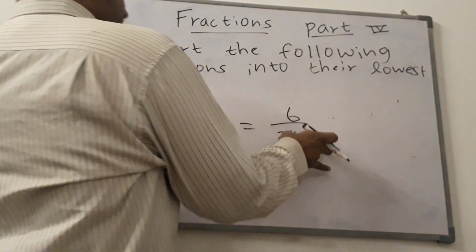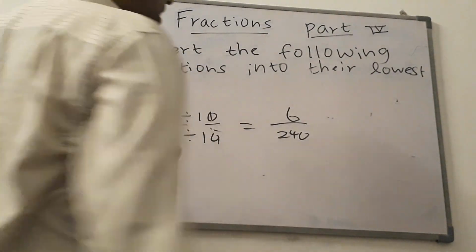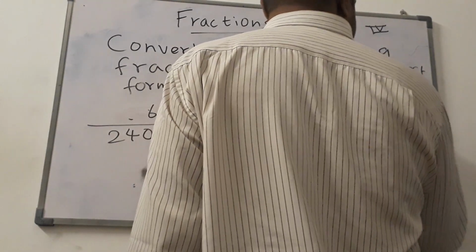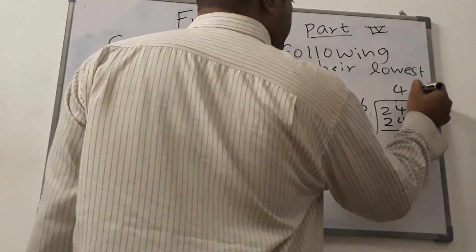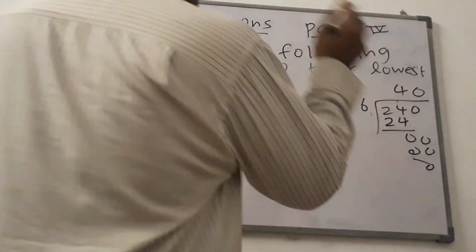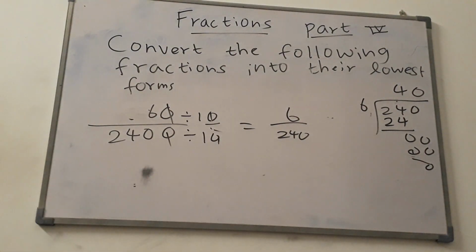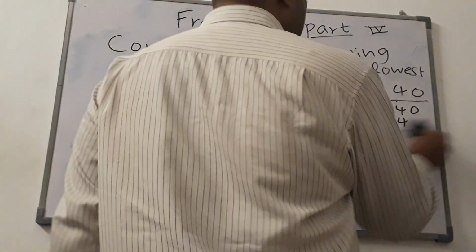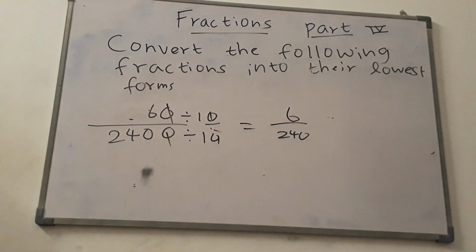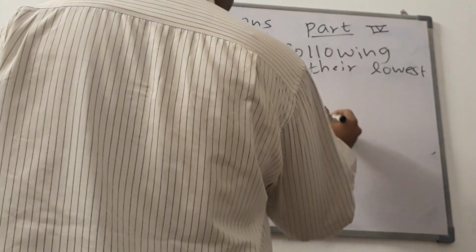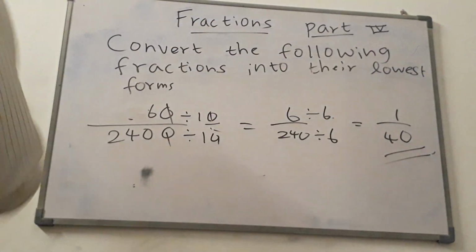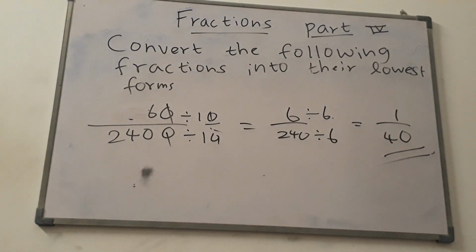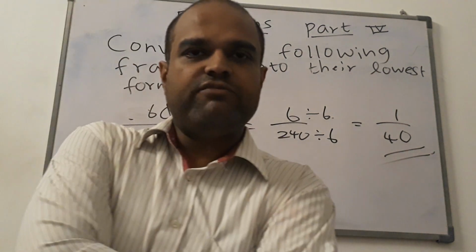Can we divide 240 by 6? Yes. If we divide 240 by 6, 6 times 4 is 24, and 6 times 0 is 0. So there are 40 6's in 240. So both are divisible by 6. 6 divided by 6 means 1. 240 divided by 6 means 40. So 1 over 40 is the simplest form of this particular sum. That's it for today. Thank you very much.